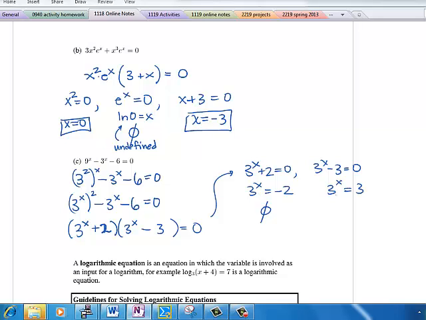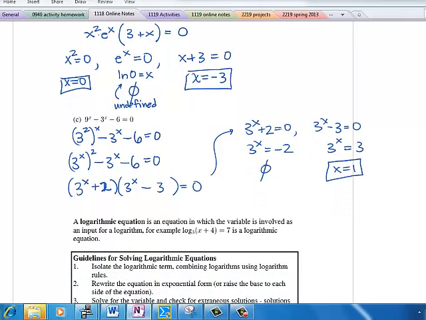3 to the x equals 3. Well, that's easy. x has to be 1. So one solution only, x equals 1. And again, we could look at the equation at the start and pretty much just see that x equals 1 is a solution, but we want to be able to rule out any other solutions, and this is the way to do that.